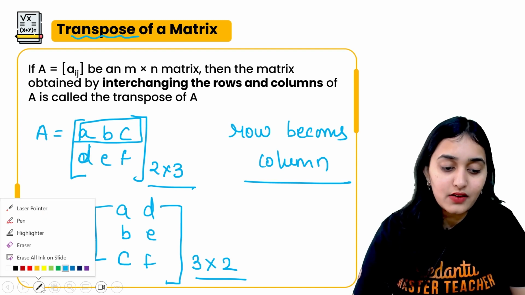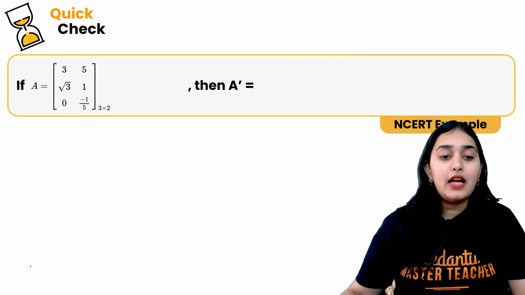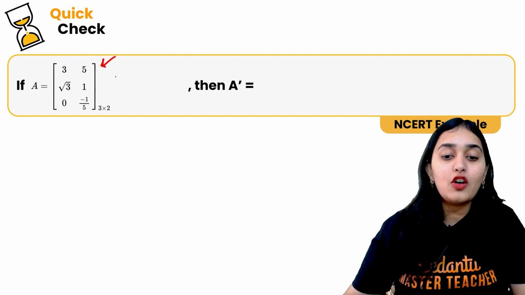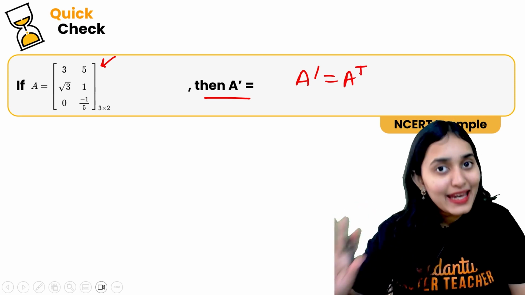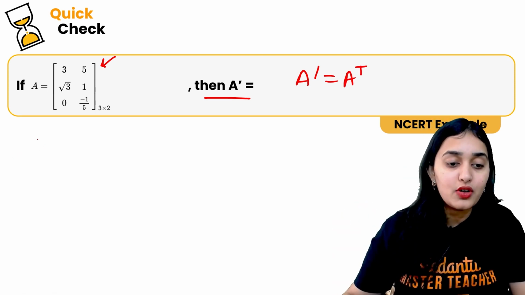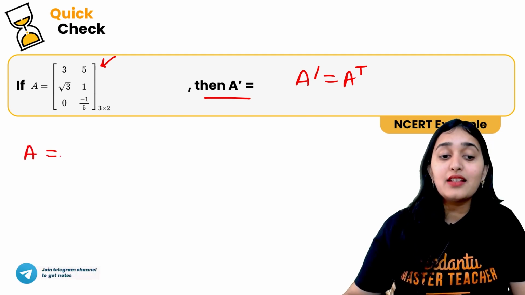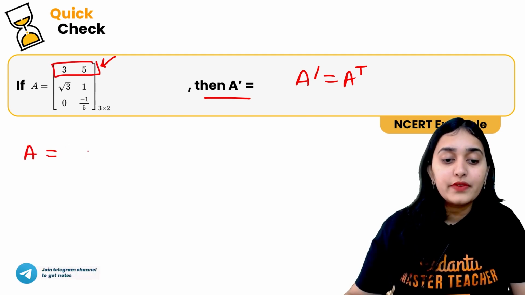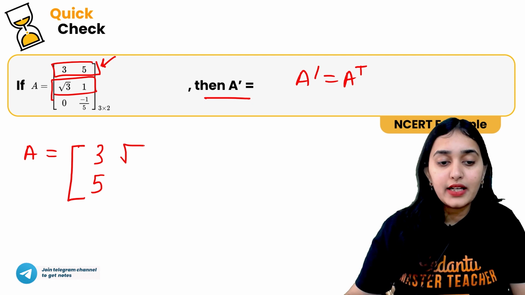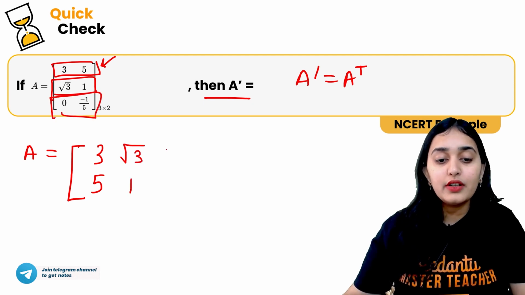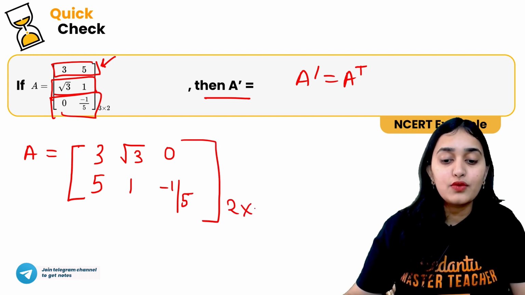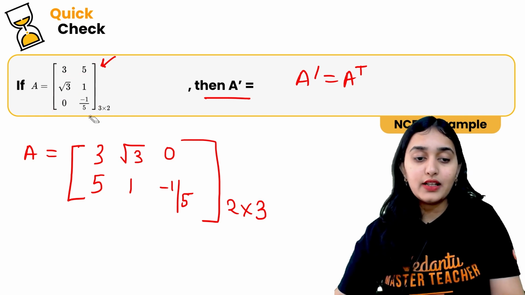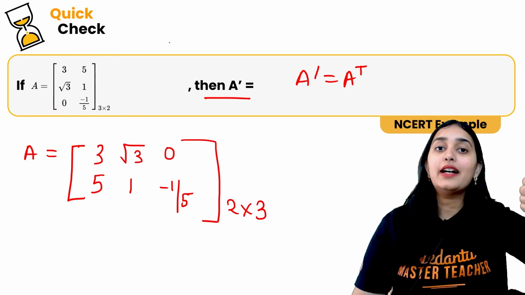Clear to all of you what is a transpose of a matrix? Now, suppose your question is, if this is a 3 cross 2 matrix, find A dash. Now, A dash and A transpose are the same thing. Okay. So how will you find A transpose? Just interchange the row and column. This is a row, it will become a column. Again, this is a row, it will become a column. Again, this is a row, it will become a column. And you have the transpose matrix 2 cross 3. For a 3 cross 2 matrix, you will get a 2 cross 3 matrix. Clear what is a transpose?